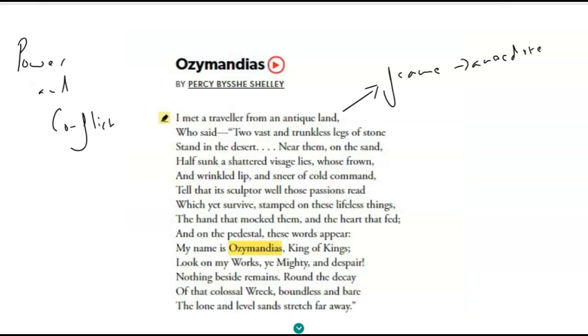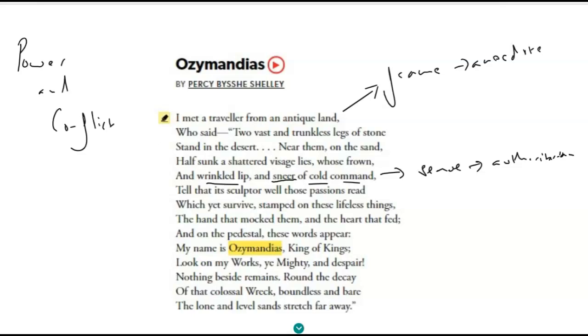And there seems to be something of a tone of critique, shall we say, in "wrinkled lip, sneer of cold command." This creates a sense that this guy Ramses was authoritarian, cold as well. So it's kind of authoritarian, and maybe you could say tyrannical or dictatorial.